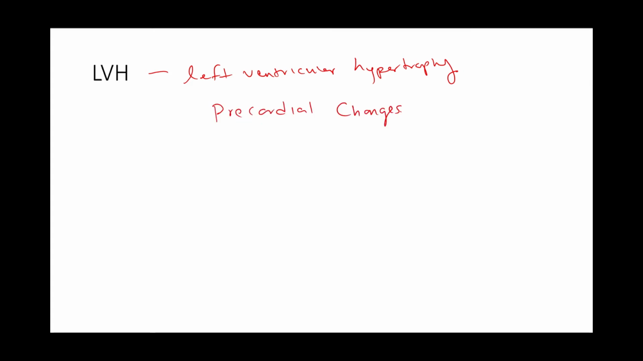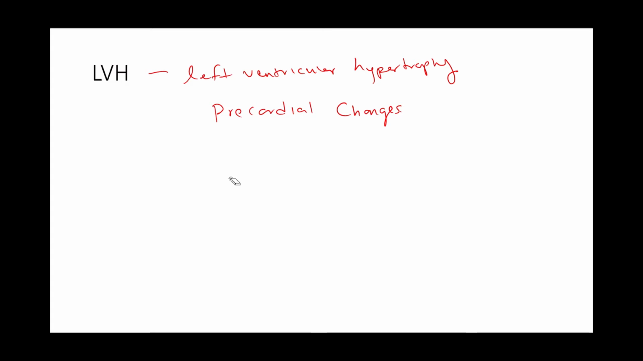Let's start with LVH, or left ventricular hypertrophy. As the name suggests, this is the hypertrophy of the left ventricle. In such a scenario, you generally see changes to the precordial leads, since those are the leads that have the best view of the left ventricle.